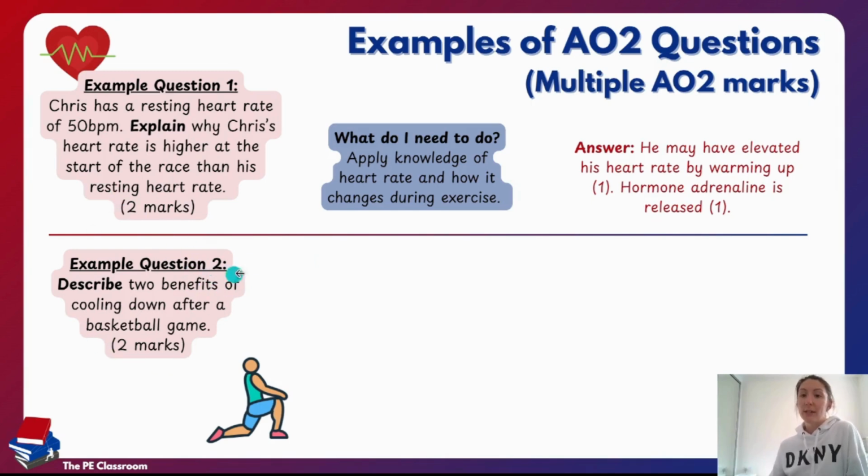The second question is asking you to describe 2 benefits of cooling down after a basketball game. We recognise this question again as an AO2 point, even though it's got that command word describe, which we associate with AO1. It's actually asking for 2 benefits of a cool down after a basketball game. So it's asking us about a sporting example. It's also not asking us just to identify a phase of the cool down. It's not saying what is a phase of the cool down, give a benefit, because that would be AO1 and then an AO2 point. These are 2 AO2 points straight away.